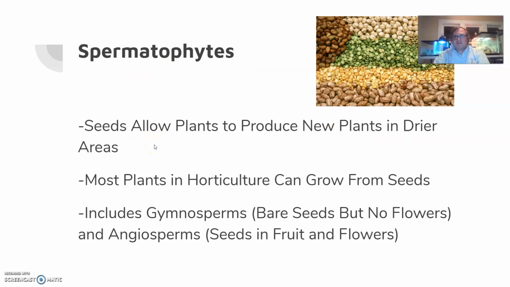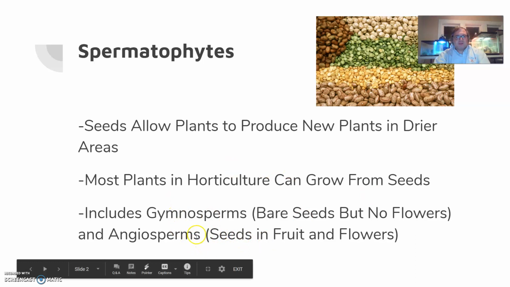So if we compare this to, for example, ferns that need a really wet area for their sex cells to travel through the water, these spermatophytes can survive in relatively drier areas and still reproduce. Most plants, in terms of their horticultural use, can grow from seeds. Again, you may choose to reproduce them asexually instead, but a lot of them can be grown from seeds as an option.